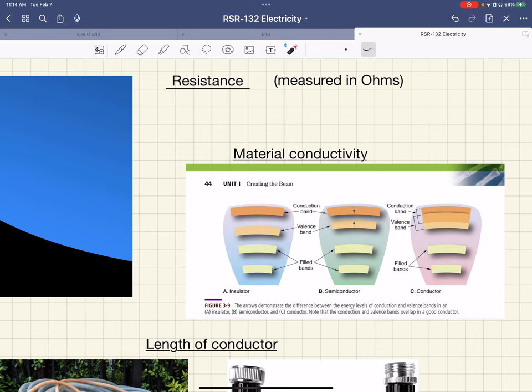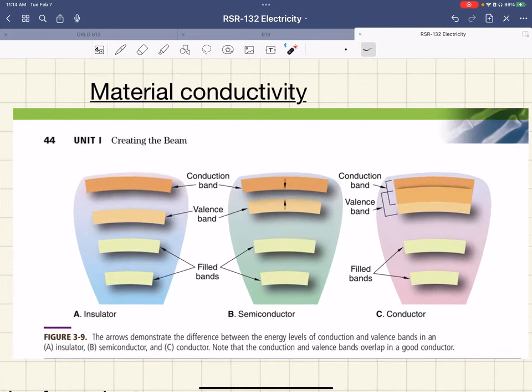But what are things that add to or influence resistance of current flow in a conductor? Well, the first thing on the list is simply the material's conductivity. Now, we spoke about this before, specifically about the valence band and the conduction band. And if you remember, we talked a little bit about the difference between an insulator, a semiconductor, and a conductor as far as where that conduction band lies in relation to the valence band.